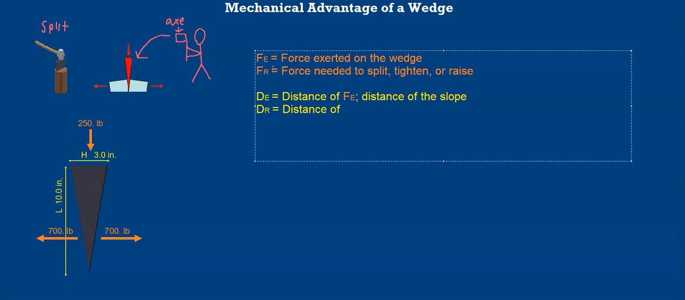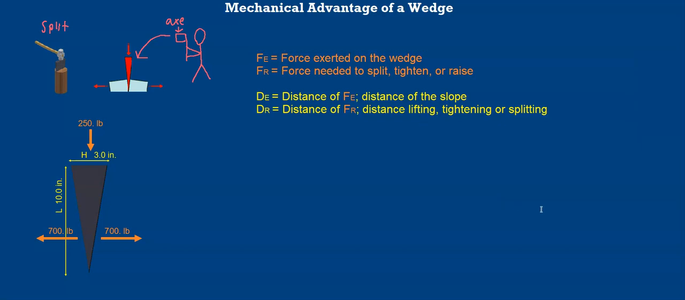But another way to look at it is it's the distance we are lifting, tightening, or splitting the object in question. So with that, we should be able to label our numbers as our FE, FR, DE, and DR.